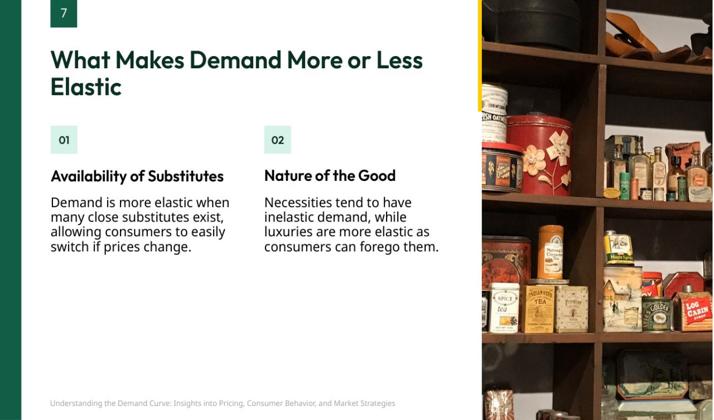The second important factor is the nature of the good itself. Necessities usually have inelastic demand since people need to buy them regardless of price changes. On the other hand, luxuries are more elastic because consumers can choose to forego these items when prices rise. This image of vintage food and beverage tins reminds us how some products become essentials over time, influencing how sensitive consumers are to price shifts.